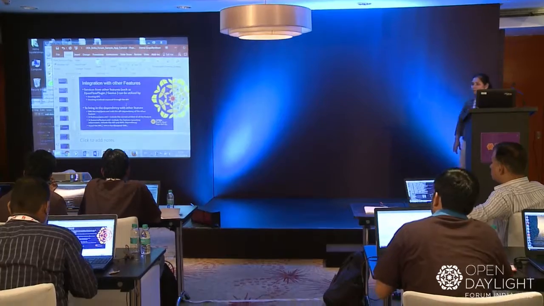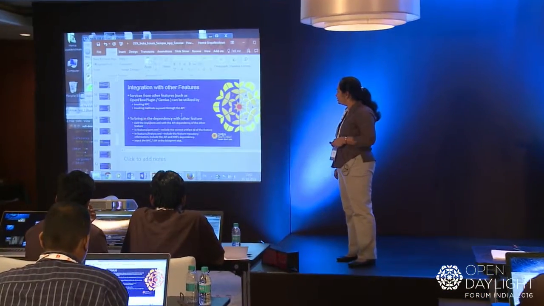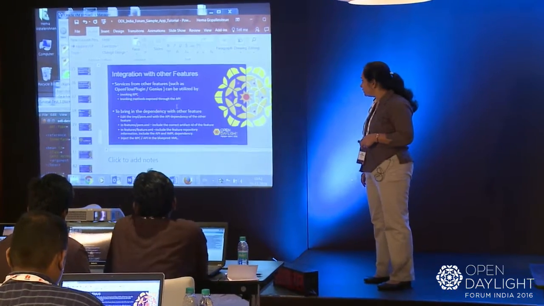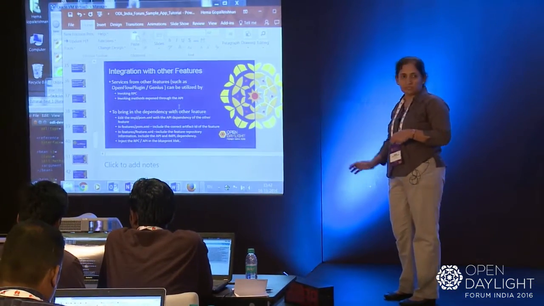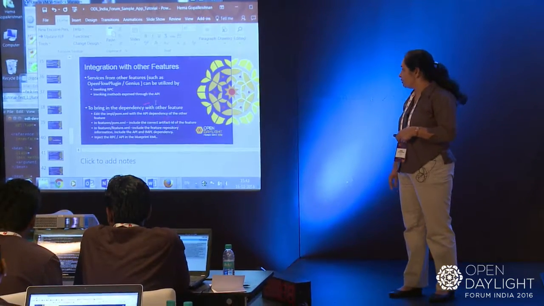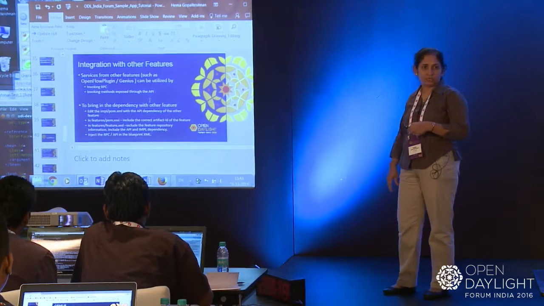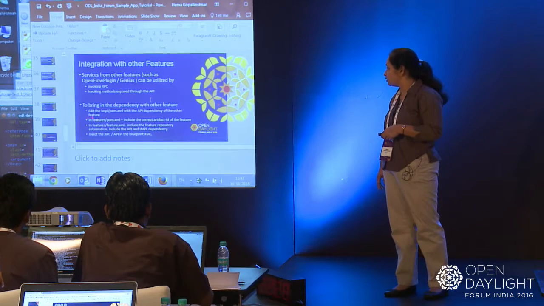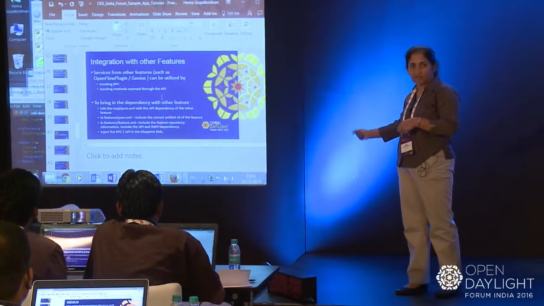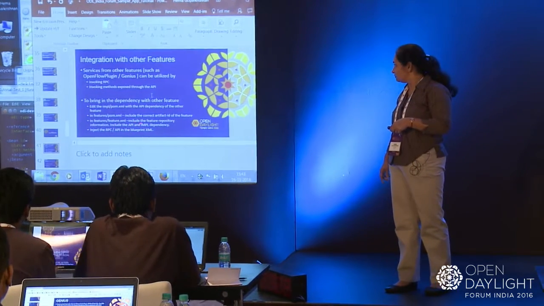So if you see here, we'll say other features, to integrate other features. For instance, services from other features, OpenFlow Plugin, Genius, can be utilized here. To bring in the dependency, you have to do certain things like in the implementation pom.xml. You will need a dependency onto the API, because those are the interfaces to the corresponding classes that you want to make available and use there. And in the features pom.xml, you will have to include which artifact ID, which feature it is, and also the information about how to get that feature.